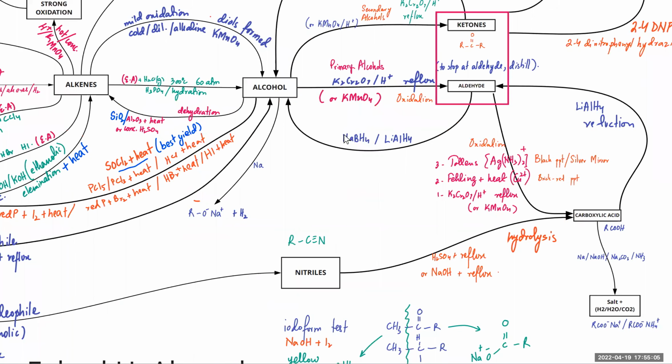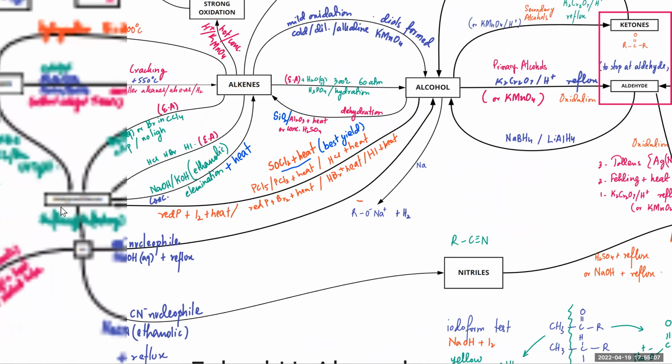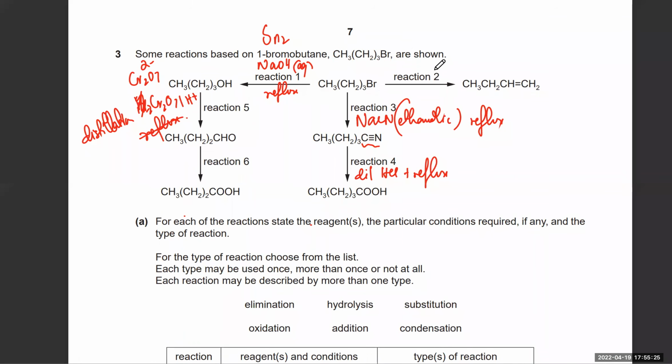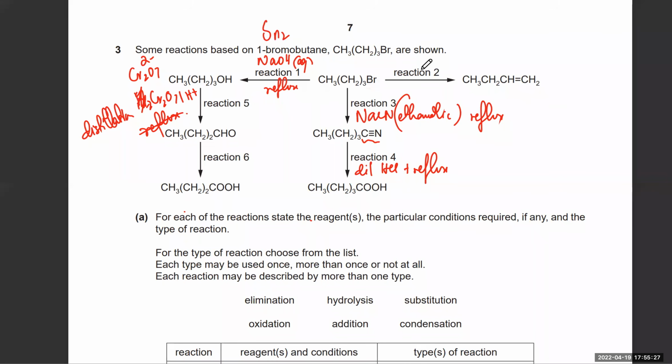It's this one. If you want a halogenoalkane and you want to turn it back into an alkene, that's NaOH concentrated, ethanolic, and heat. Okay, so if you use NaOH aqueous, you get substitution. If you use NaOH ethanolic, you get elimination. You get alkenes. So that is NaOH ethanolic concentrated plus heat.